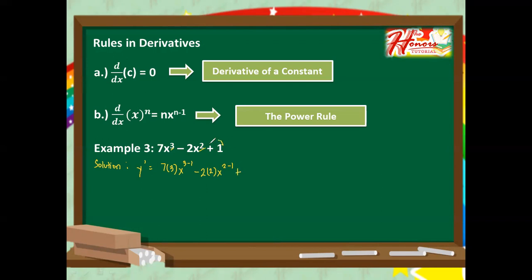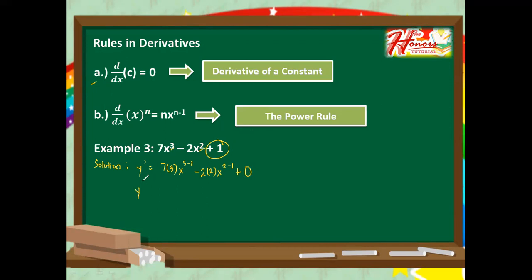Plus, for 1, this is a constant. So therefore, we will be applying letter A, the derivative of a constant. So therefore, it is equal to 1 automatically. Sorry, it is equal to 0 automatically. So you have the option to write it here at the first line of your solution, or just to eliminate it already. It's okay if you eliminate it because it is 0 already.